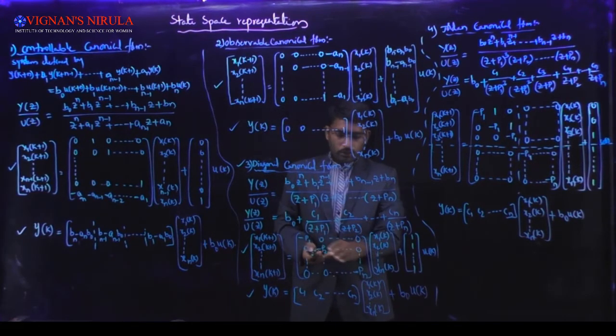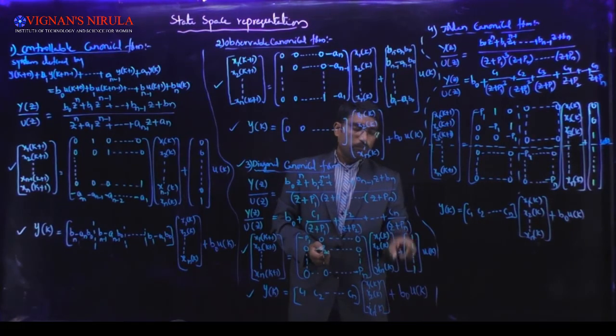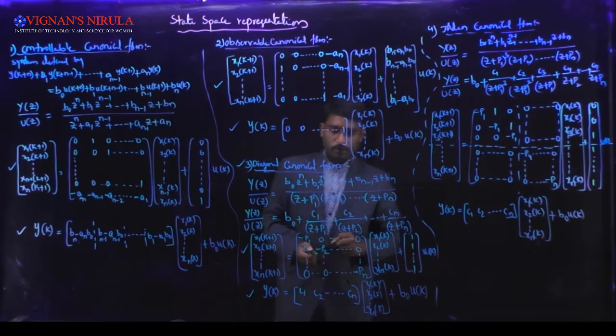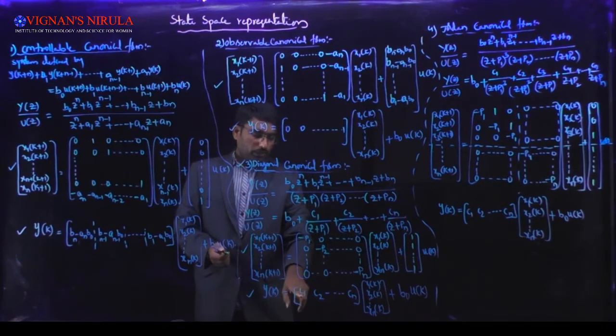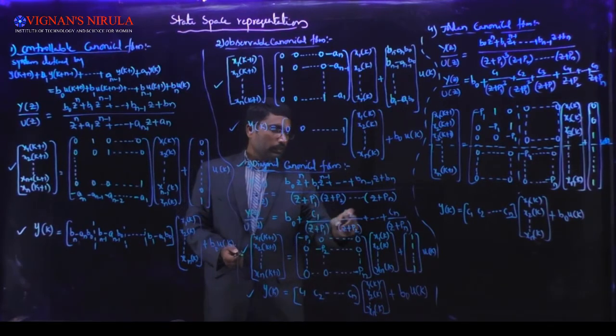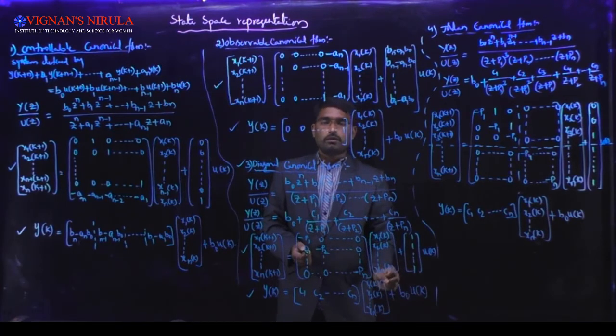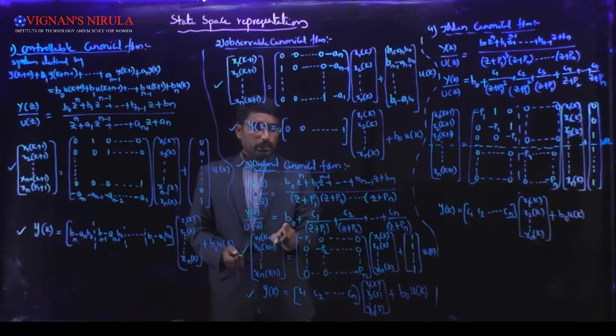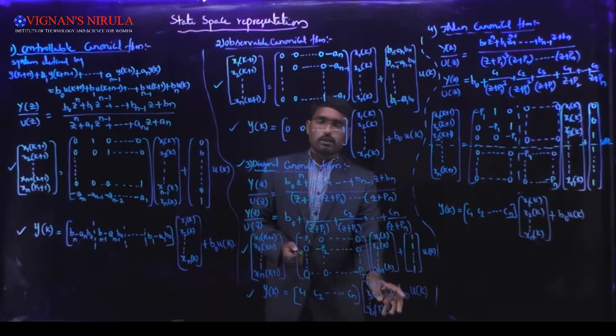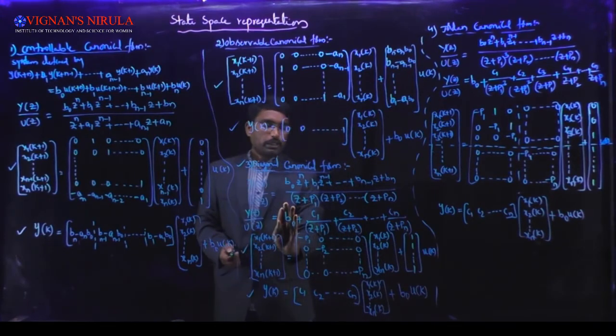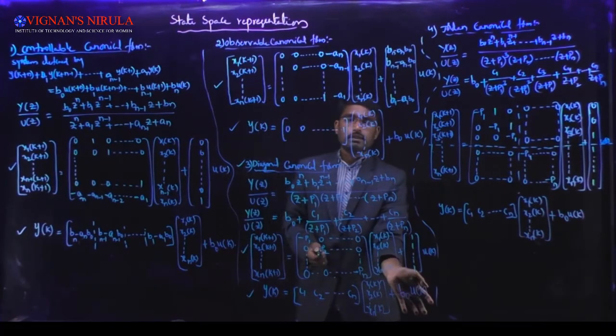So only diagonal elements will have values, which will be equal to the poles, into x1 of k, x2 of k and so on, xn of k, plus all values will be 1 into u of k. Y of k equals c1, c2 and so on cn. These are the constants into x1 of k up to xn of k plus b naught into u of k. If you have b naught over here, you will get b naught here. If b naught is not there, you will not get b naught here and you will not get this term.